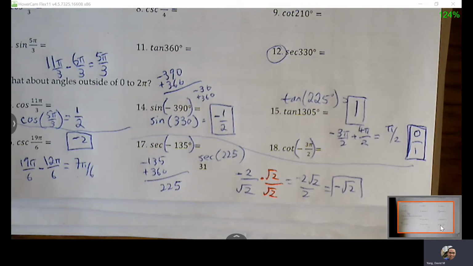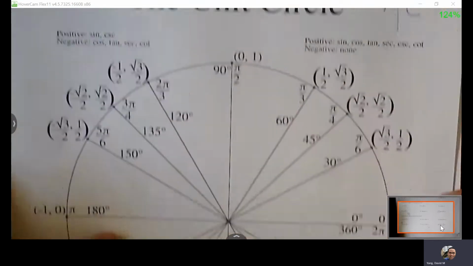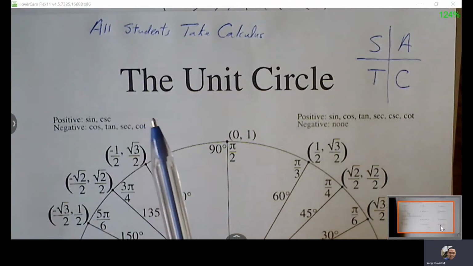Okay, any questions? Now, you guys filled out the unit circle from yesterday. Can you take that out? I just want to go over a couple of things involving signs, something that will help us quickly identify the signs for these trig functions.